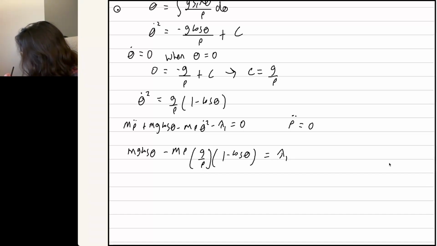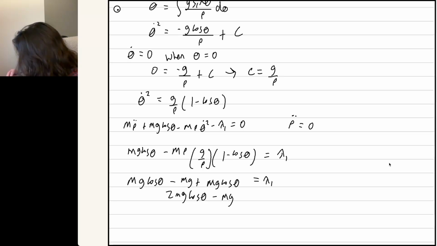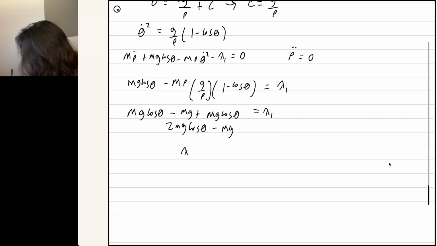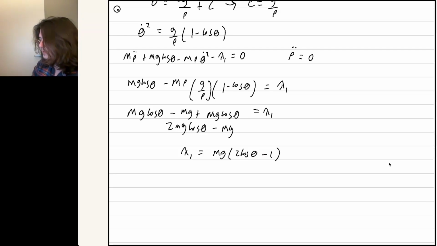Okay, let's just start simplifying that. So we'll have mg cosine theta minus mg plus mg cosine theta. So 2 factors of mg cosine theta minus mg. So to put it in simplest terms, lambda 1 is equal to mg (2 cosine theta minus 1). All right. That's your Lagrange multiplier.